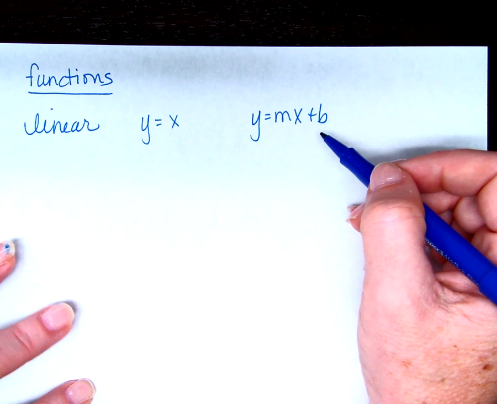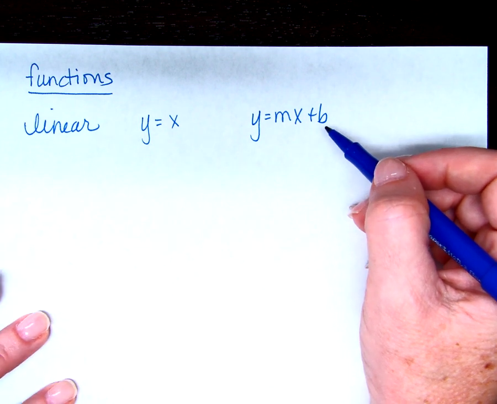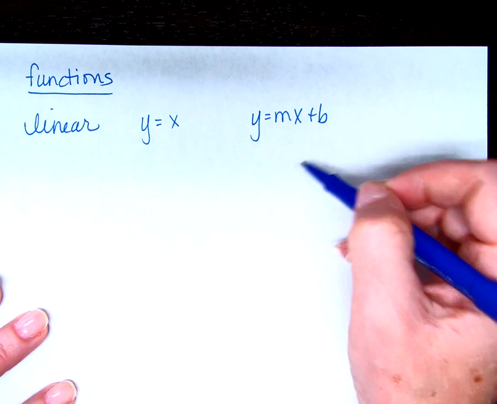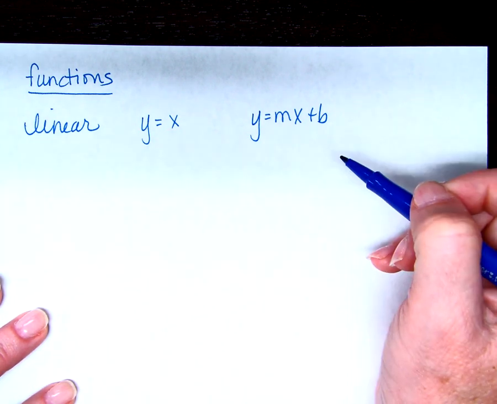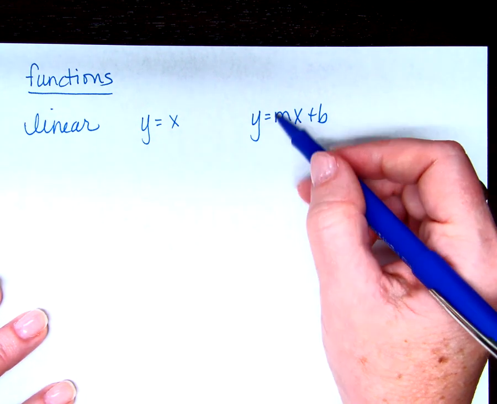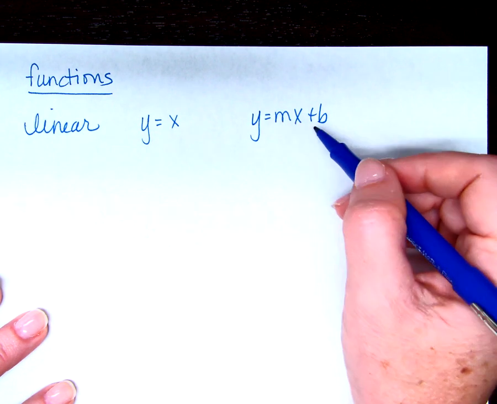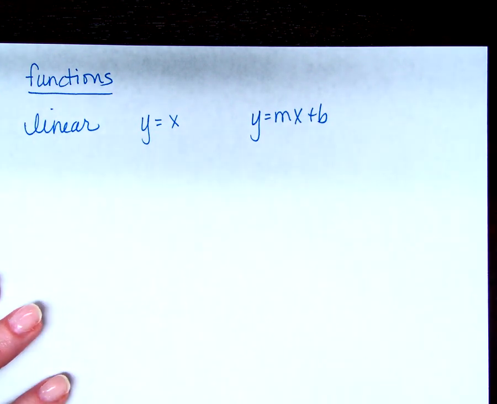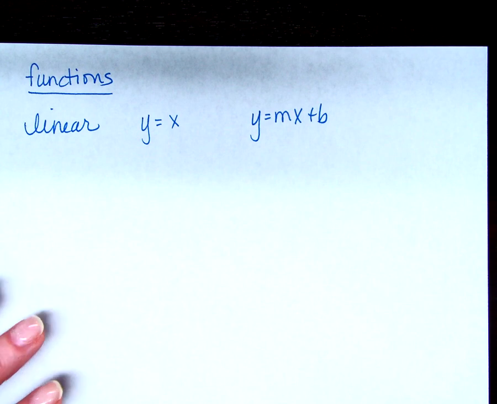And what is b if we're talking about a word problem? Where it starts. That's exactly right. Okay? So if I start with $500 and I'm adding $100 per month, what goes where? The 100 is the change, so that's 100x plus 500 because that's what I started with. Does that make sense? Any questions about that? Okay.